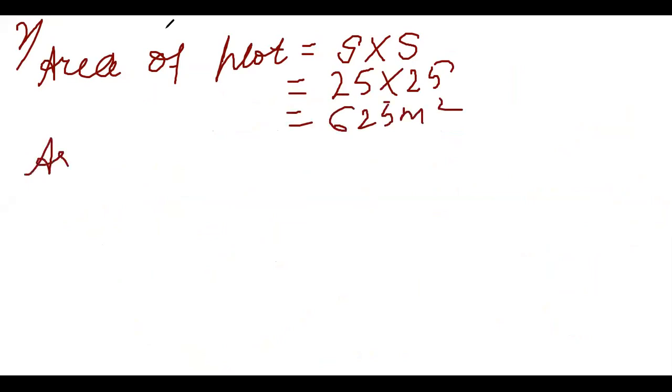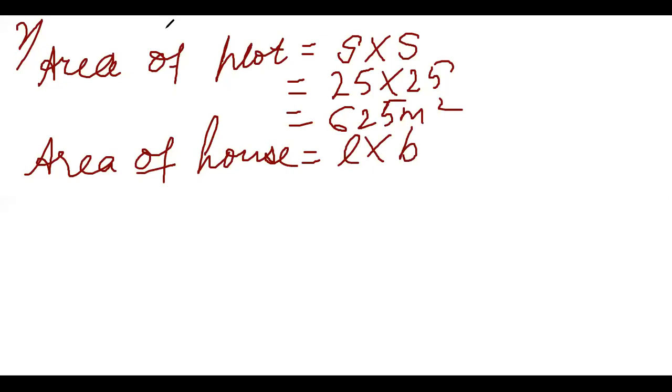Now we will find out area of house. It's given in a rectangle shape. So length is given here 20, breadth is given here 15. So it is 300 meters square.